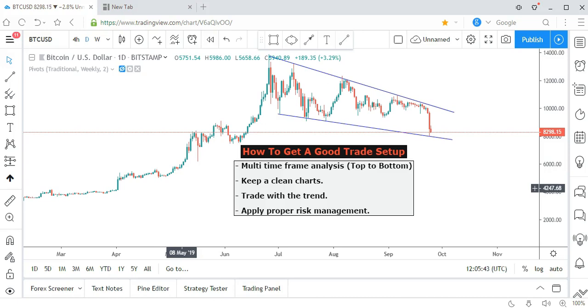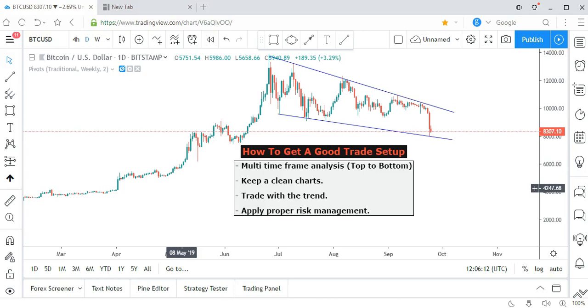So in this tutorial you are going to see how I will infuse everything we have learned in the price action course and in the pro traders course into one, and we are going to use it to get some good trade setups on the live charts using this TradingView platform. There are a few things you need to keep in mind if you want to get a good trade setup every time you analyze the market.